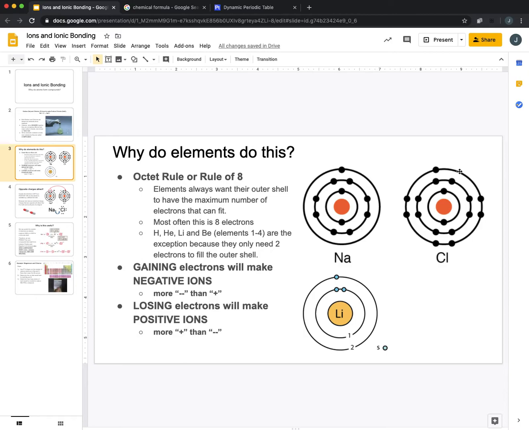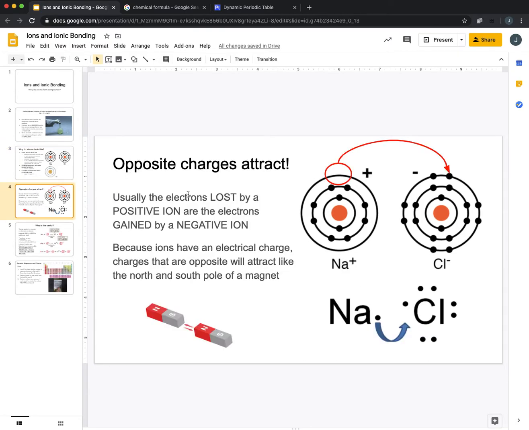Chlorine, if it gains an electron, its outermost ring is full. So it really comes down to, is it easier for the atom to gain electrons, meaning it becomes negative, or is it going to lose electrons and therefore become positive? So when you're gaining or losing those electrons, you're forming ions. Usually those electrons that are lost by positive forming ions like sodium are going to be gained by the elements that want to have them.